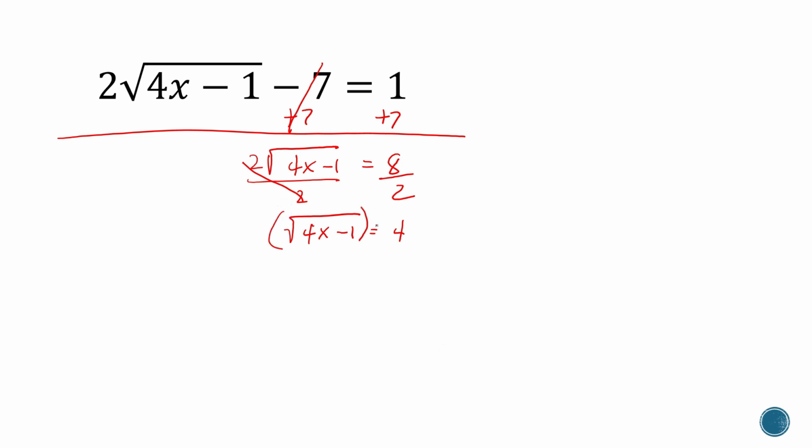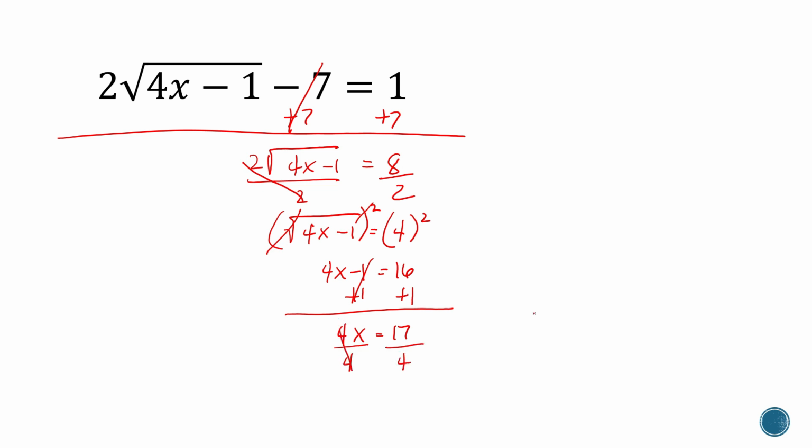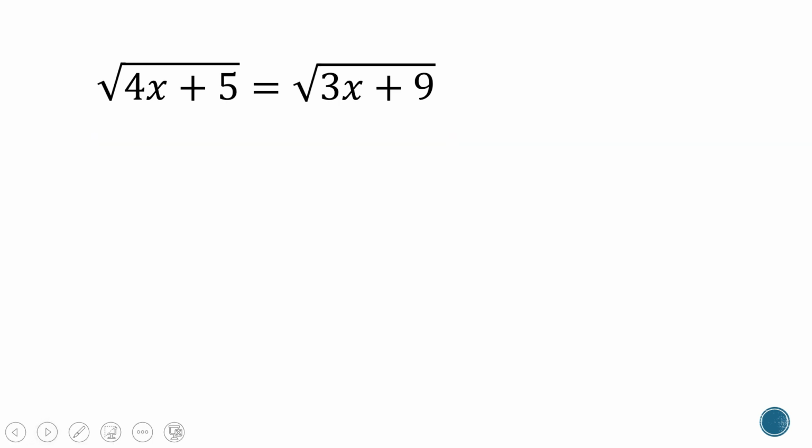And then once you reach this point, the next step would be squaring both sides by 2. So cancel that. It's 4x minus 1 equals 16. Add 1 on both sides. This will be 4x equals 17. Finally divide by 4. x equals 17 over 4 is the answer. Let's go to the last example.